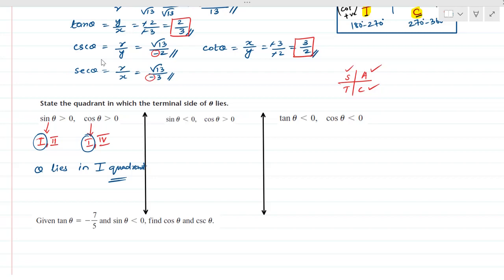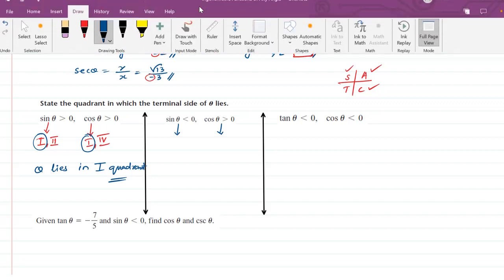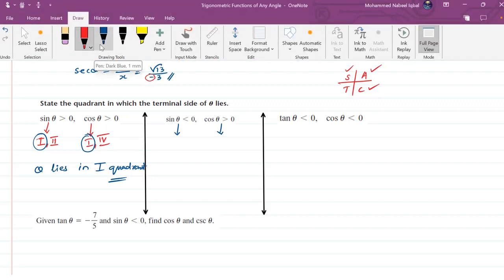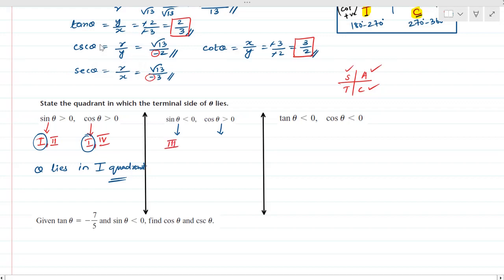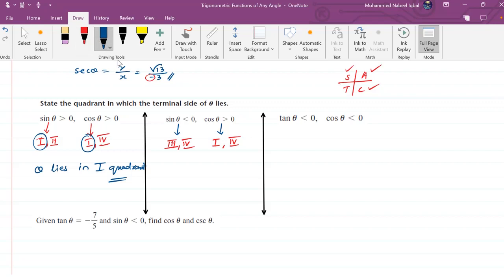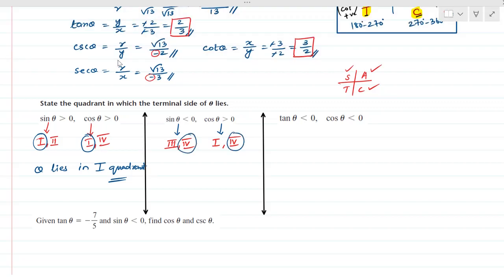Similarly, the next one, here we have less than 0. What are the possibilities for less than? So it is in the third and fourth. Sine is negative. Now the next one, cosine positive, means 1 and 4. So what are the possibilities here? You will have quadrant 4, so quadrant 4 is the common one. So theta is in the fourth quadrant. Fourth quadrant.